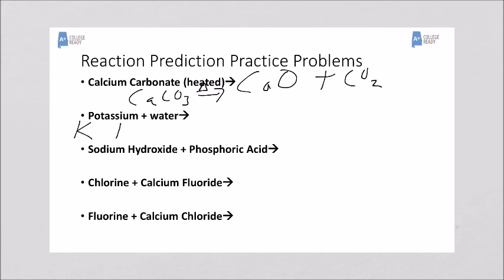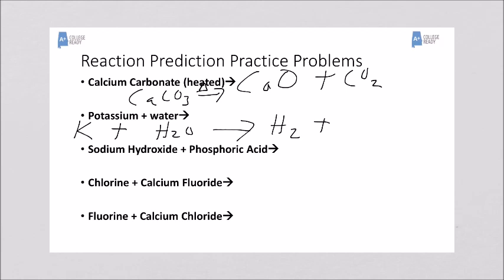So here's potassium plus water. This is going to be a single replacement reaction. Now remember that only metals sodium and up on the activity series will react with water, and they'll displace just one of the hydrogens, and they'll leave behind a hydroxide plus hydrogen gas. So we're going to get hydrogen gas, H2. We're going to get a metal hydroxide, so it has to be potassium hydroxide.